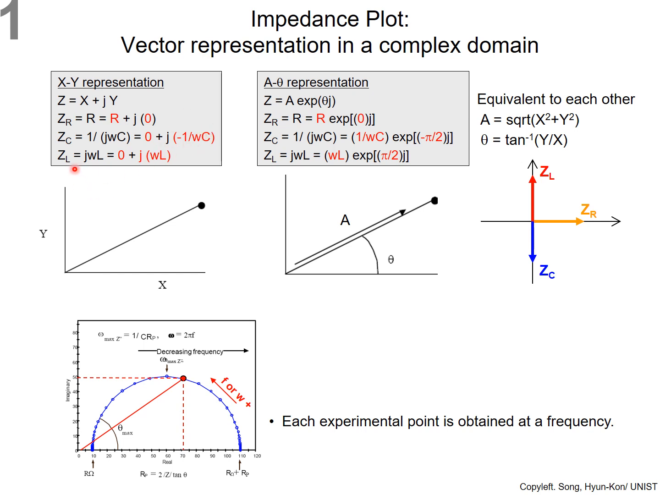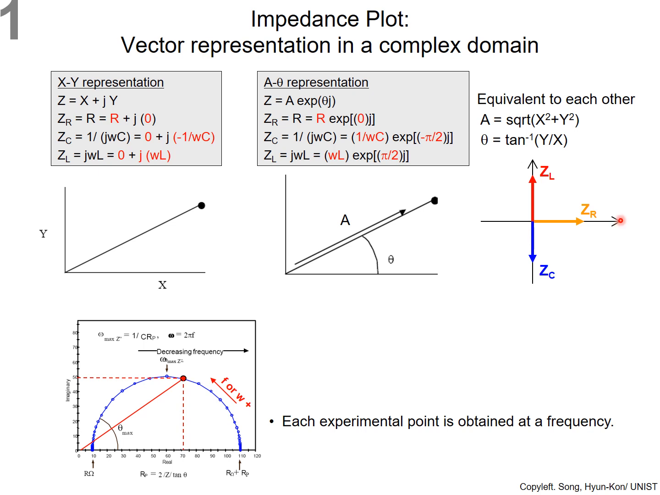How about the inductor? The impedance of an inductor is j omega times the inductance, which is equal to 0 plus j omega L. So you could find the impedance of the inductor on the y-axis, which should have positive values. So I could describe this situation like that.